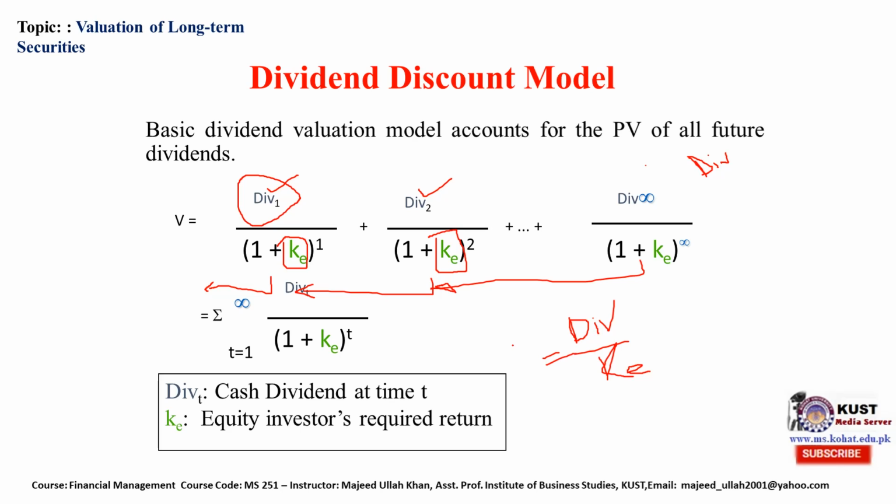That will be the value for those assets that provide cash flow for infinity but of an equal amount. It is also called a perpetuity, when an asset provides you, or you pay or receive, an equal amount after equal intervals and forever. That is basically the formula of the perpetuity: dividend divided by required rate of return. Here, dividend T means cash dividend at time T, and KE is the equity investors' required rate of return.